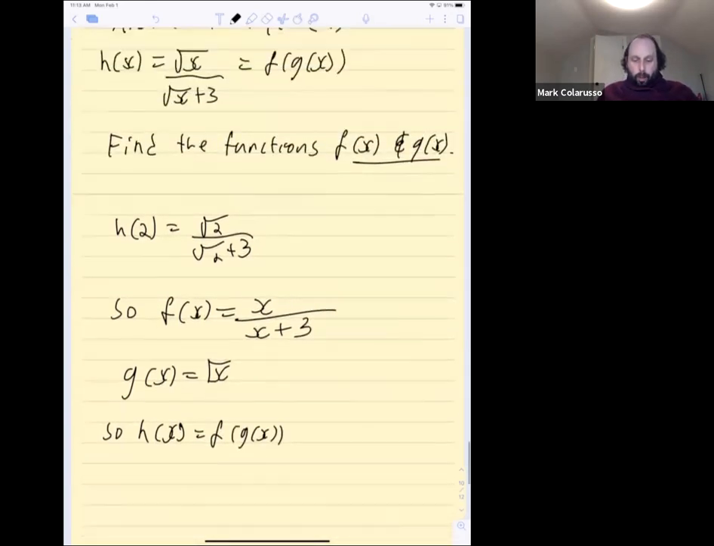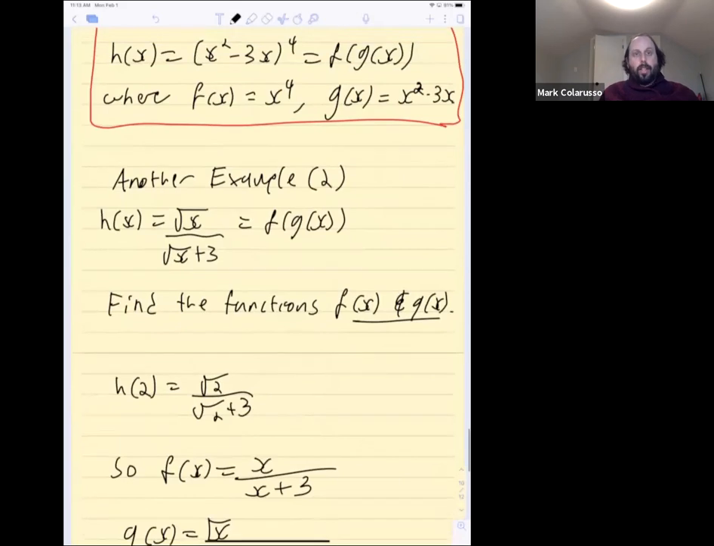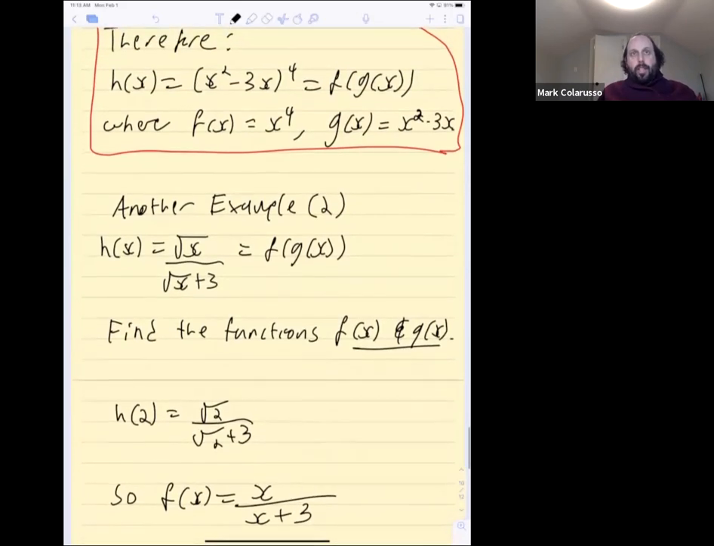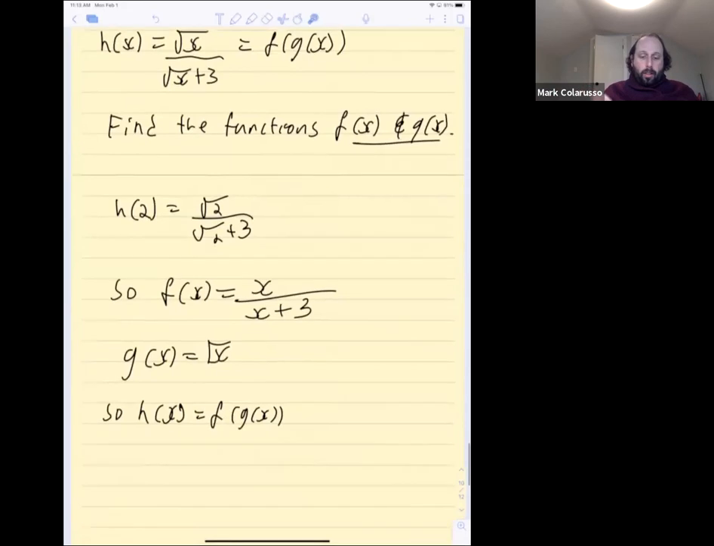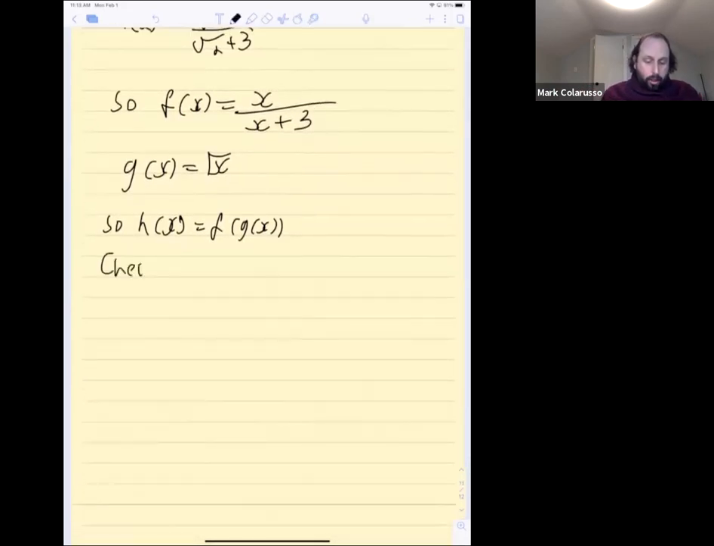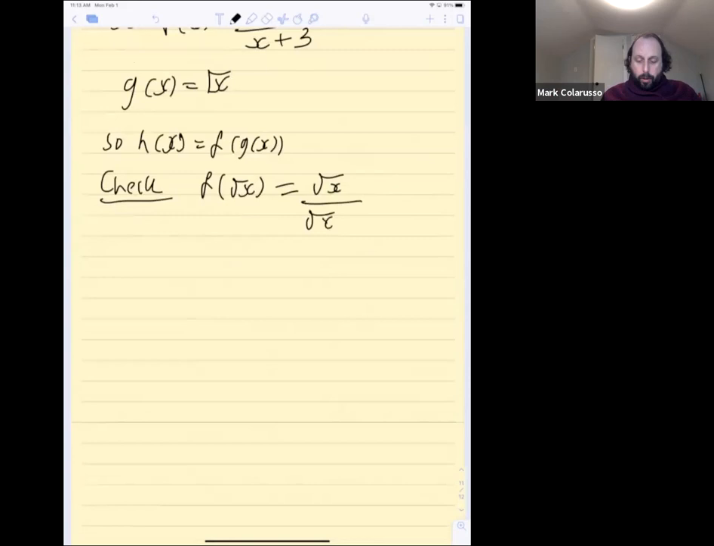And I want you to notice that the nice thing about, at least with these examples, is you can check your work. It's maybe time consuming, but once you've found the f and g, you can check by what we did in the first set of examples: compute this composition of f and g and make sure it's the formula that was given. So f composed with root x is exactly the root of x over the root of x plus 3, which is what we were given, h of x. So we did it correctly.